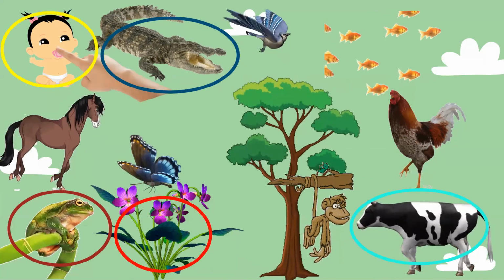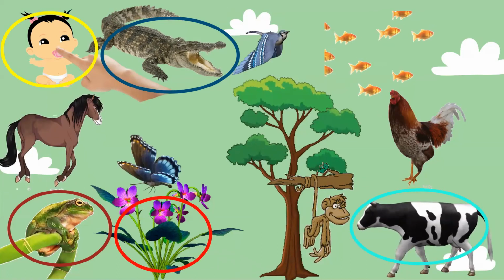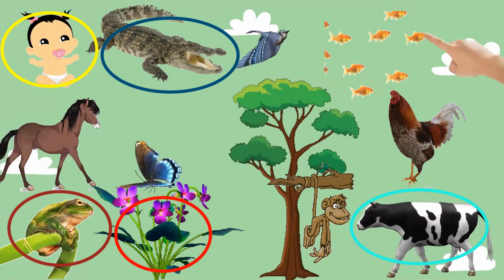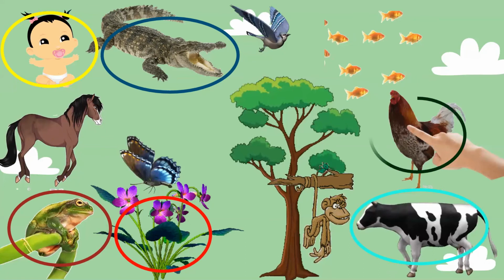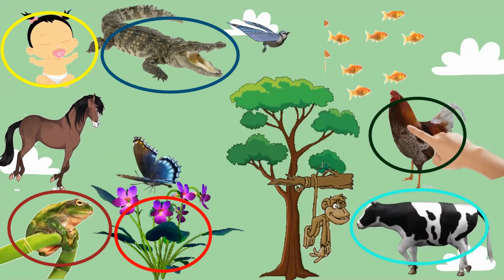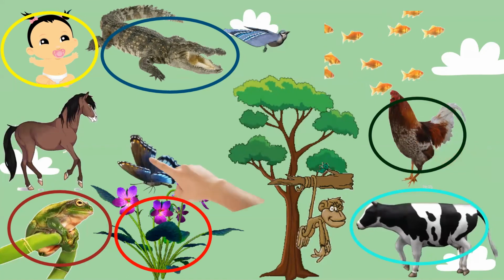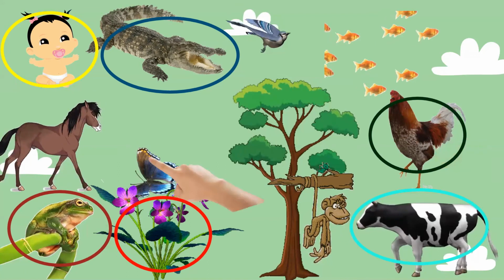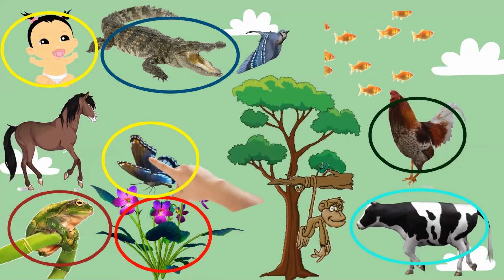Now, what about the chicken? Can you point where is the chicken? The chicken is right here. Okay, this is the chicken. What about the butterfly? Can you point where is the butterfly? The butterfly is here. Good job. It's a blue butterfly.